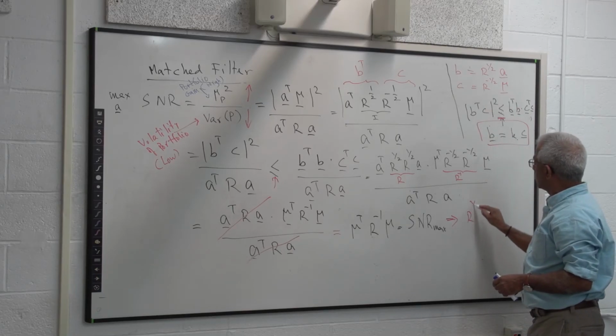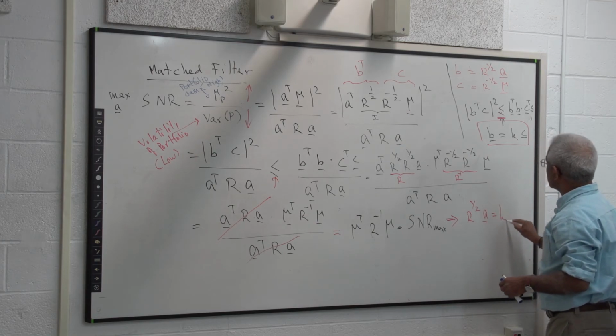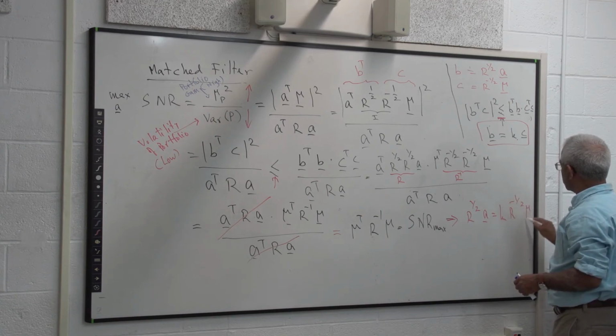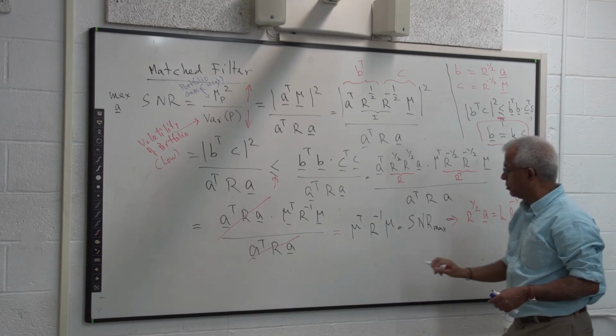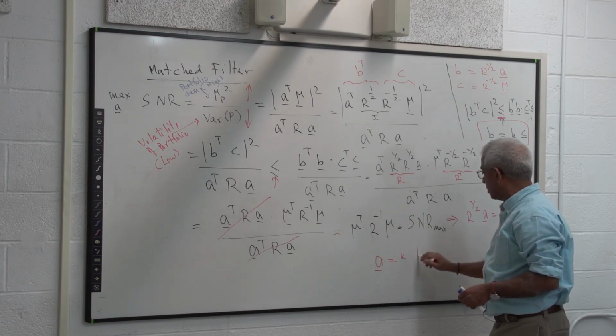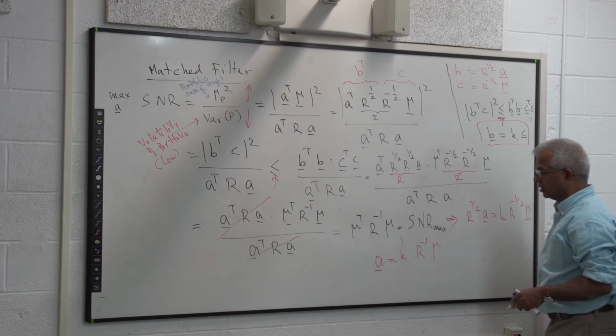So B is R to the power half, A must be proportional to C. C is R to the power minus half mu. So I can bring this R to the power other half and we get the optimum solution to be K R to the power minus inverse mu. So the question is, what is K?